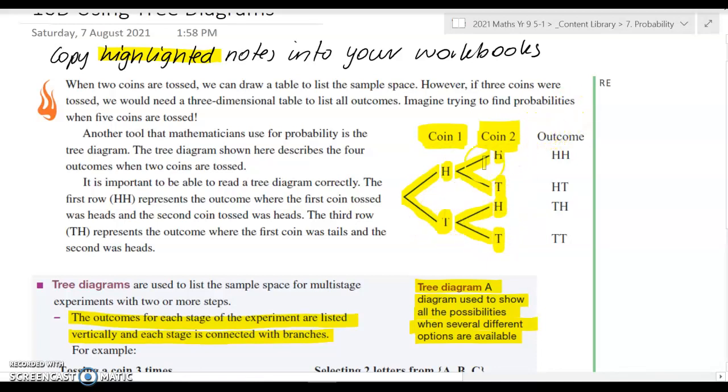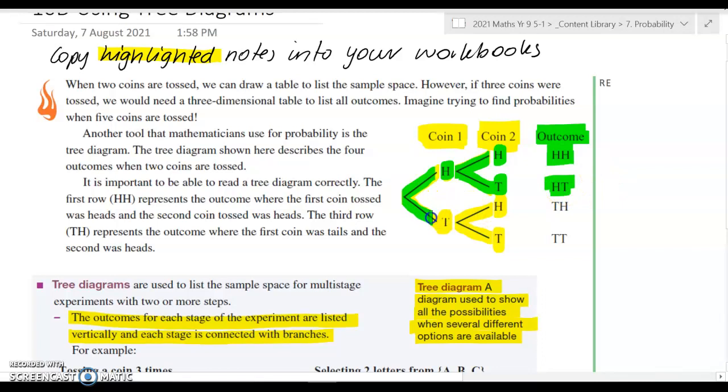Then I can work my way along the branches and list the different outcomes. Here is a column listing all the different outcomes. This is the sample space. So I can get two heads by going along, and you can track it along and see that you can get two heads, or you can get two tails. Sorry, you can get a head and then a tail. That would be another outcome.